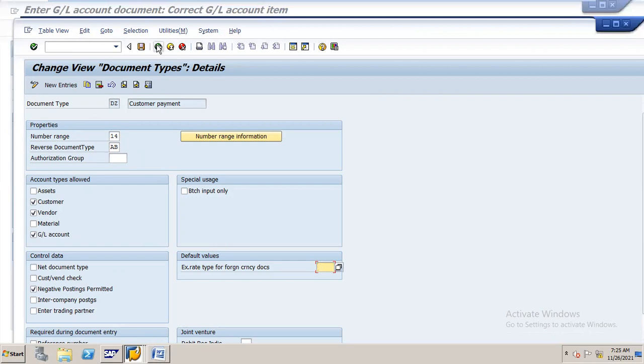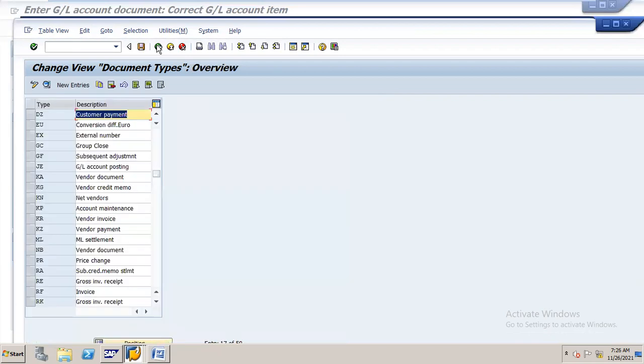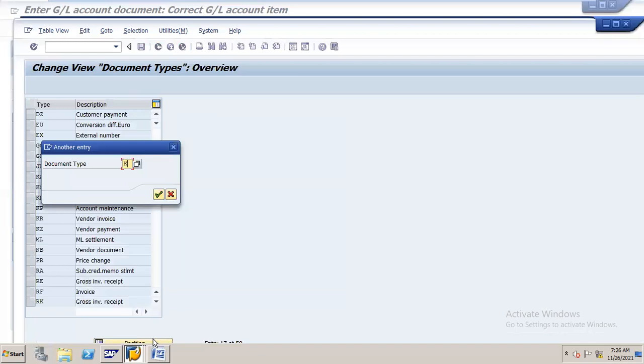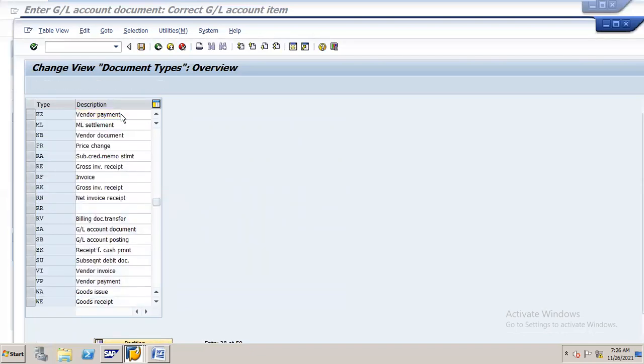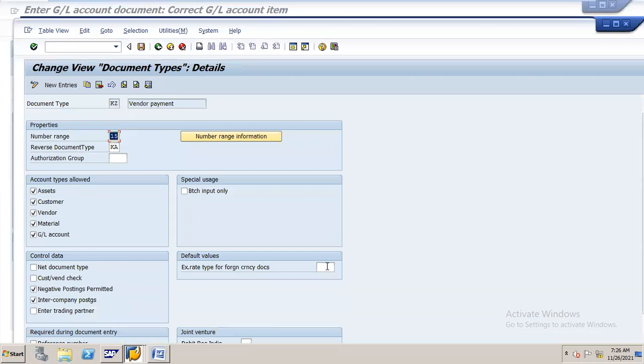In the same way, DZ is for when you are receiving amount from the customer. Like that, KZ is there. KZ means for the vendor, when you are making the payment to the vendor. What document type should I assign here? B. Not only in the SA document type. SA we use only for GL purposes, normal transactions. I showed you there, but in real time, in each and every document type, we have to maintain it. Understood?